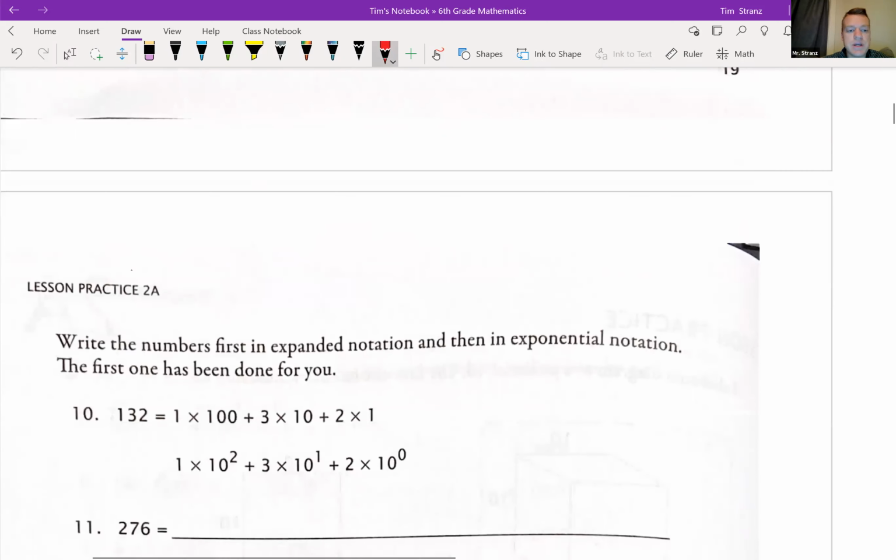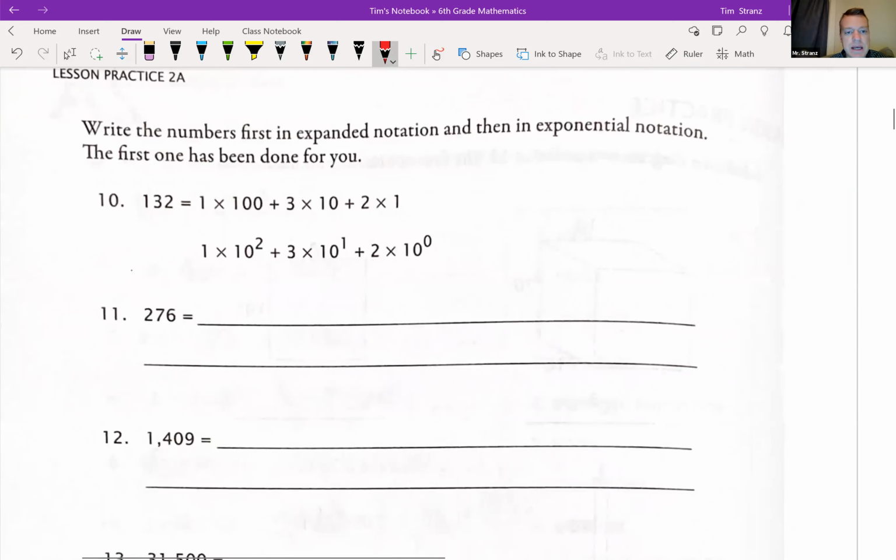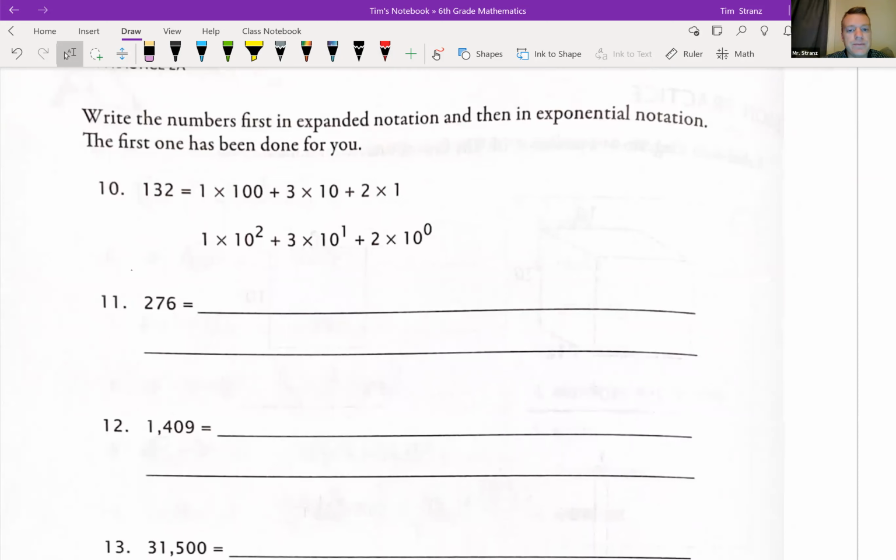Okay, going on to the next page. Write the numbers in expanded notation and then in exponential notation. Okay, so if we look at number 10, it's been done for us. First, they write it in expanded and then exponential. So for number 11, we got 276. We're going to first write that in expanded notation, and then we're going to write that in exponential notation.